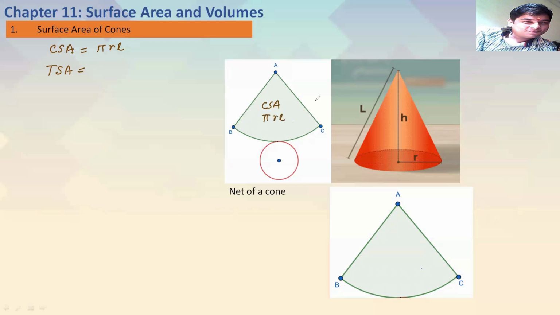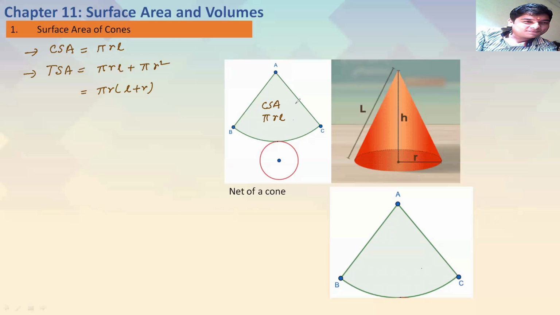What is total surface area, boy? Sir, pi r l plus pi r square. Wonderful. It's just the circle's area that we are adding. So pi r common, l plus r. Note these: CSA, TSA, and now we are going to talk about volume.